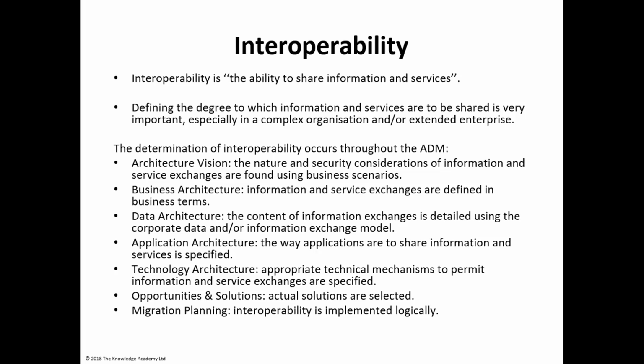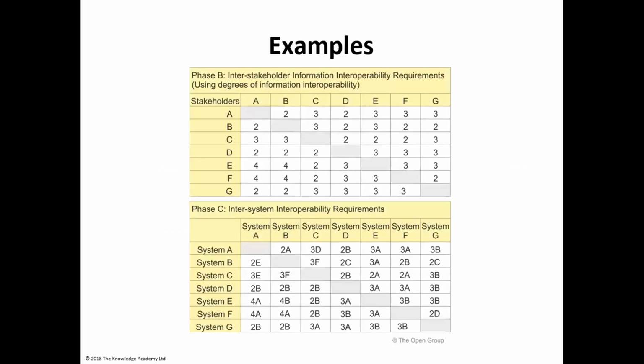Now, boundaryless information flow has a technical name called interoperability. What is interoperability? Sharing of information, we call that interoperability. Now, if you look at the ADM, information and services are shared all throughout the ADM. So interoperability happens. Now, one more thing about interoperability. If you look here, what does the number represent? What do you think is the number?